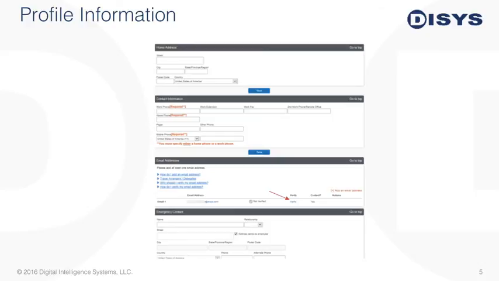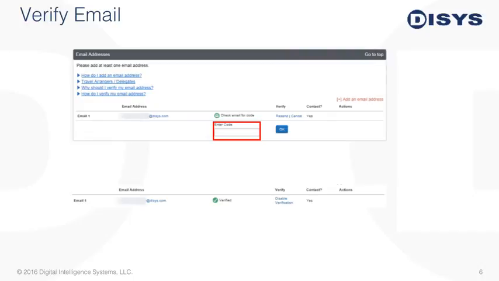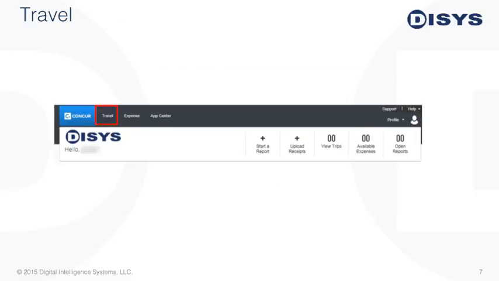Click Verify. Once you click Verify, an email will be sent to you and the Enter Code field will appear. When the email arrives from Concur, copy the verification code from the email and paste it in the field above. Click OK. Once your email is verified, you can send receipts to Concur via email and they will be stored in your account for use when you do your expenses.